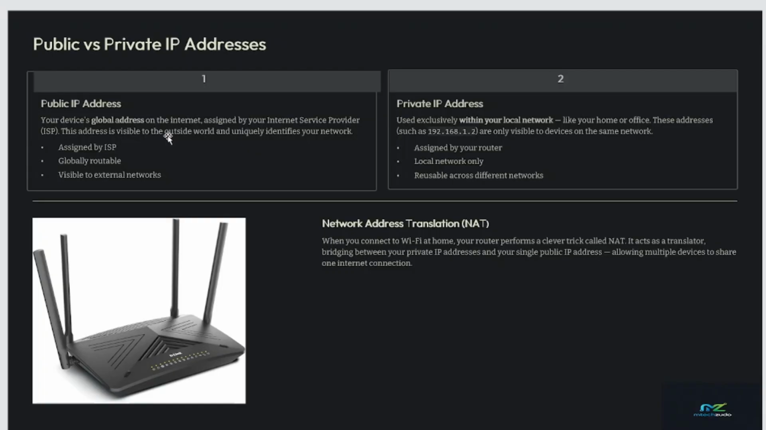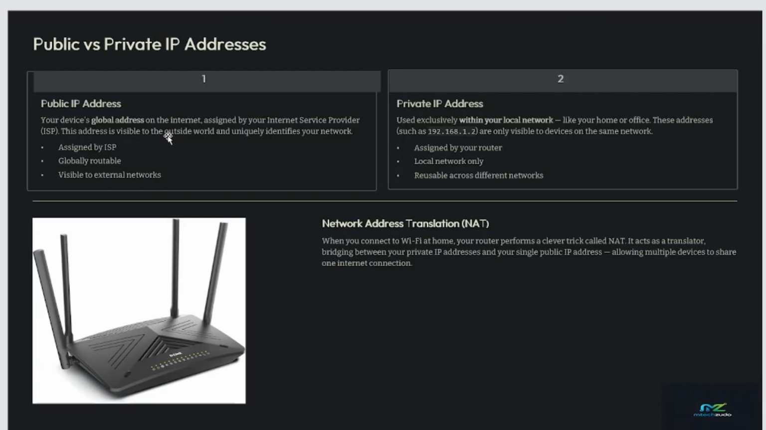Now, public versus private address. Let's make it even simpler. There are two main types of IP addresses we will hear about: public IP address and private IP address. Public IP address, this is your device's global address on the internet, assigned by your ISP, Internet Service Provider. It's visible to the outside world.